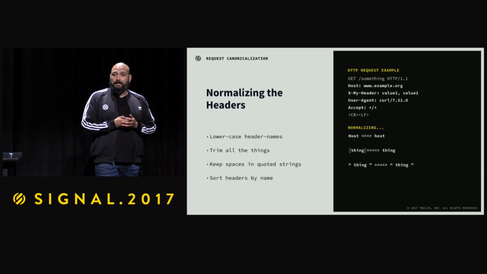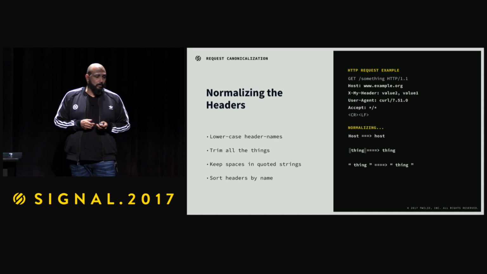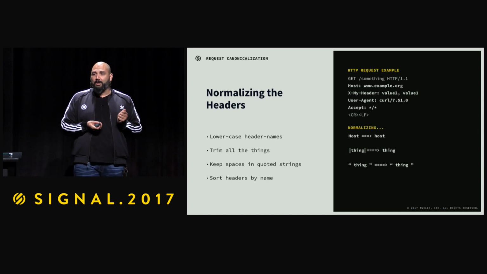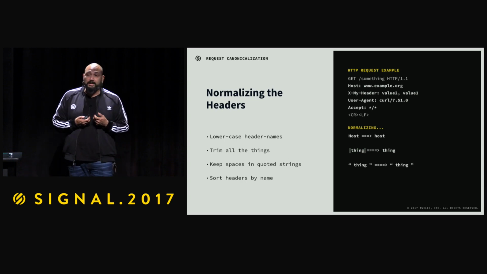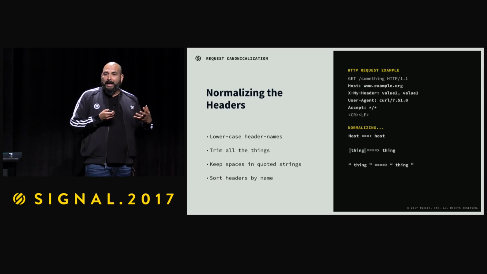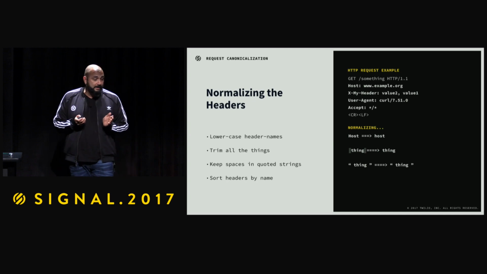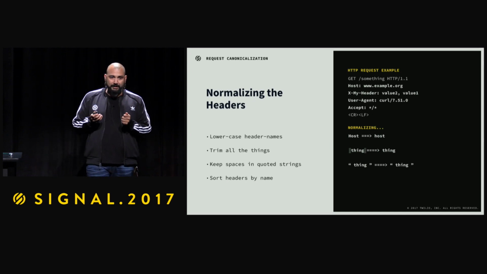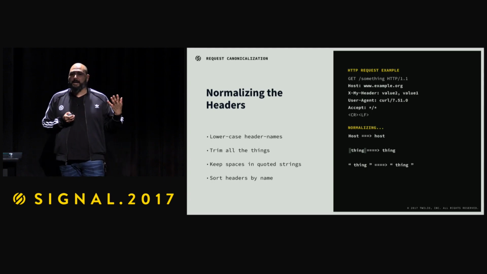Next, we want to normalize the HTTP request headers. To do that, we first lowercase all the header names. If you remember, I said header names are case insensitive, so we want to use a standard casing, so let's use lowercase. Then we want to trim everything. All the values that might have spaces, trim the spaces from the ends. If there are spaces in quoted strings, we retain those spaces. Finally, we want to sort all the headers by name.